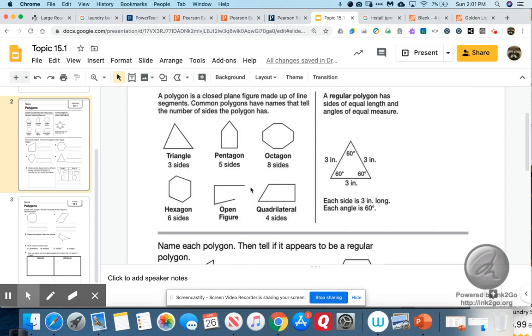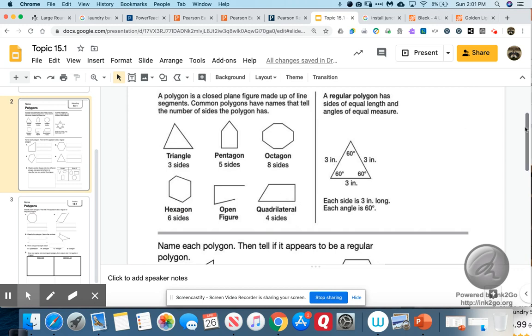This is an open figure, so it cannot be classified as a polygon because it's not closed. If you noticed up here, it says a polygon is a closed plane figure. This one is not closed. It's considered just open, so you'd call it an open figure. And then this is a quadrilateral, and that has 4 sides. We've actually talked about quadrilaterals before.